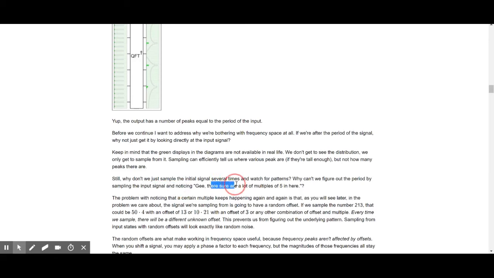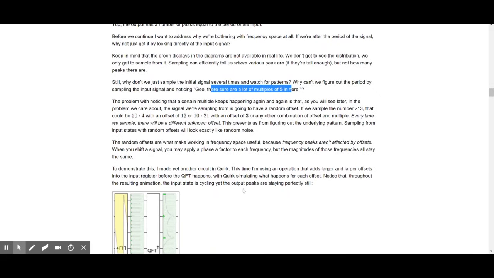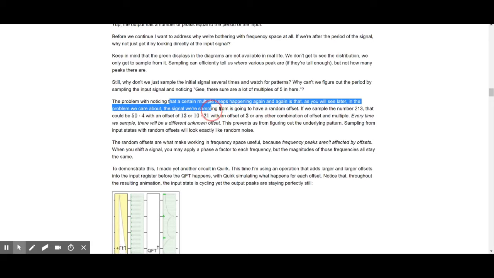Gee, there sure are a lot of multiples of 5 in here. The problem with noticing that a certain multiple keeps happening again and again is that, as you'll see later in the problem we care about, the signal we're sampling from is going to have a random offset. If we sample the number 213, that could be 50 times 4, or 13 times 16, or 10 times 21, with an offset of 3.